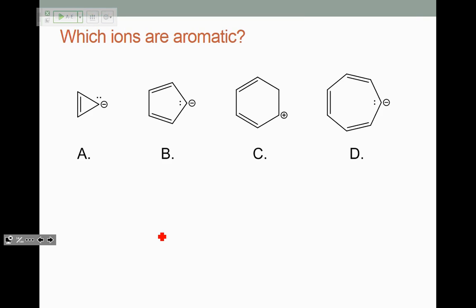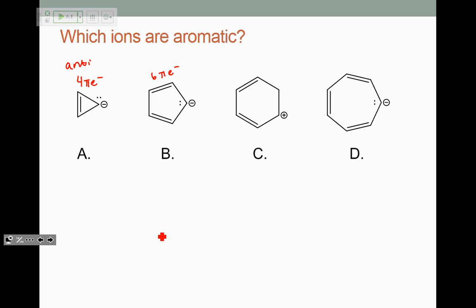So if we look at these, A is a completely cyclic system, but we would have 4 pi electrons, so that would be anti-aromatic. And with this 3-membered system, it couldn't bend out of plane because we really don't have any space for that. If we look at B, this is a 6 pi electron system, and it's going to be fully conjugated.